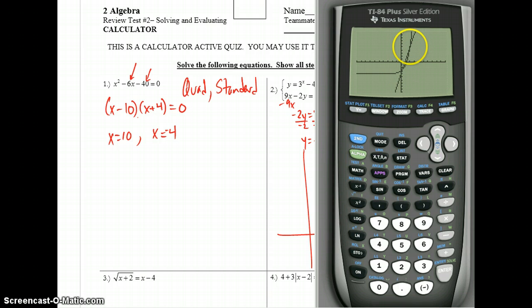To find out where 2 lines intersect, we want to get to this calculate menu here, which is above trace. So we hit second, trace. I want to find out where things cross, so I hit intersect. First curve, move the cursor left or right until it's about where they cross. Hit enter, enter, enter. We get 0.314 and -2.58. We weren't told what to round to, so I'm just going to show a couple of decimal points.